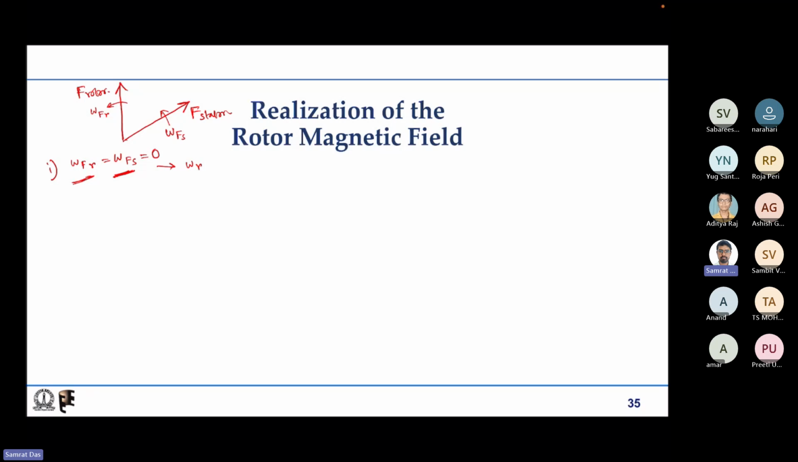That is the challenge here. So we'll see that. Next, there is another possibility: if omega fr is equal to omega fs. Both have to be equal, and they are equal at some speed called omega s. Let us say that is the synchronous speed, or the speed corresponding to the electrical frequency in the stator.